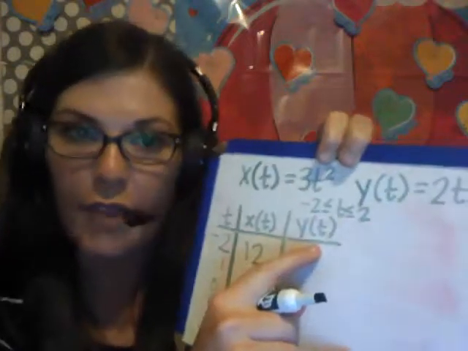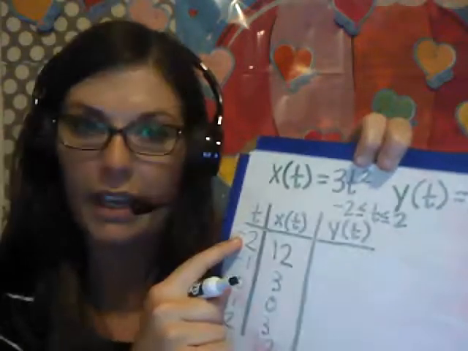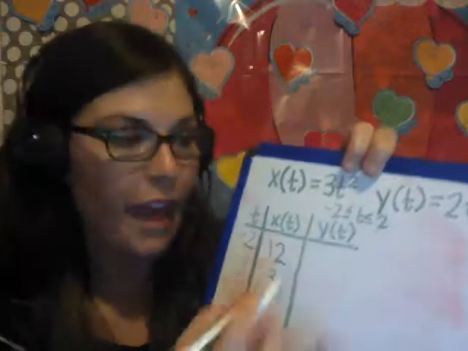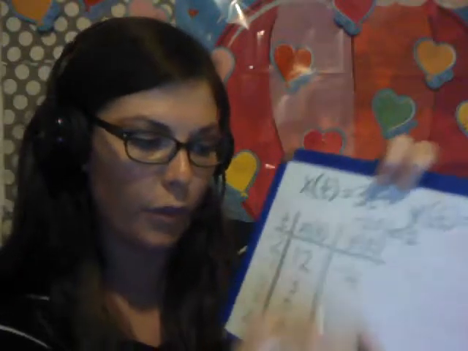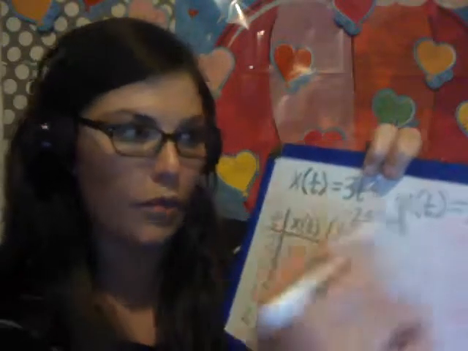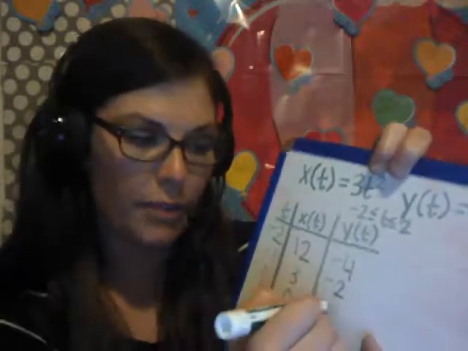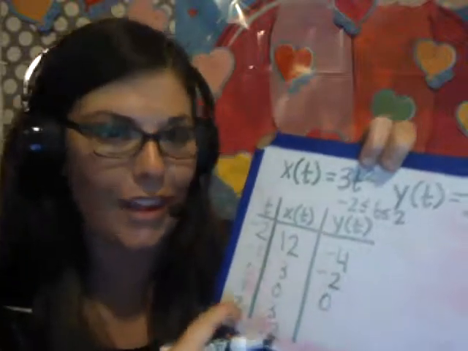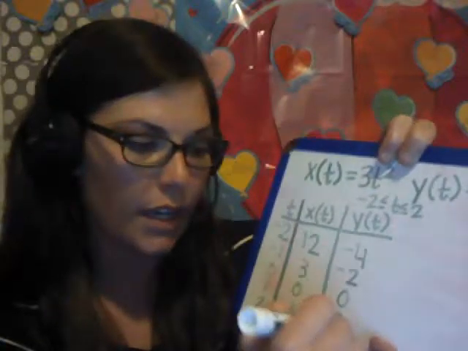We're going to do the same thing for the y-coordinate. So I'm going to plug in the t values from -2 to 2 into the y equation. So what we have here is -2 times 2 is -4. -1 times 2, -2. 0 times 2 is 0. And we're just going to continue to fill that in based on plugging in the t values into our y equation there. So I get 2 and 4.